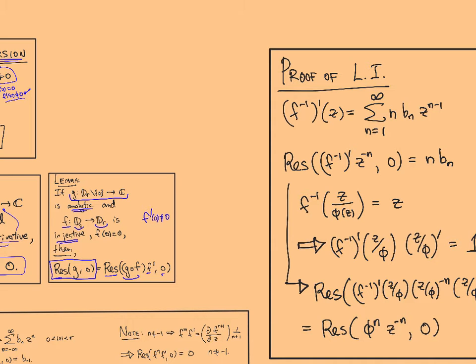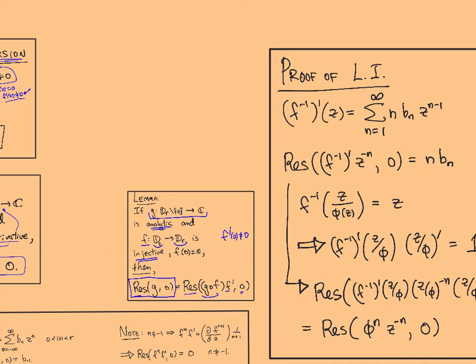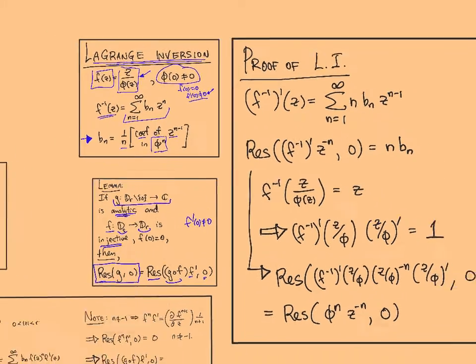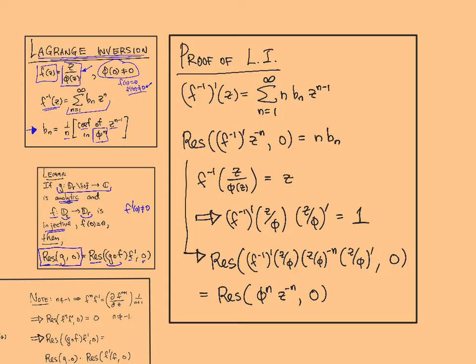Let's see, so here's the lemma we're going to use. Here's Lagrange inversion, and here's my proof. Okay, proof of Lagrange inversion, assuming this lemma. Okay, so I have F inverse written as this power series, and we know it exists already because we had an inverse function theorem for analytic functions.